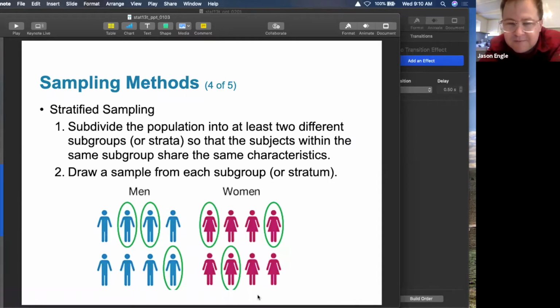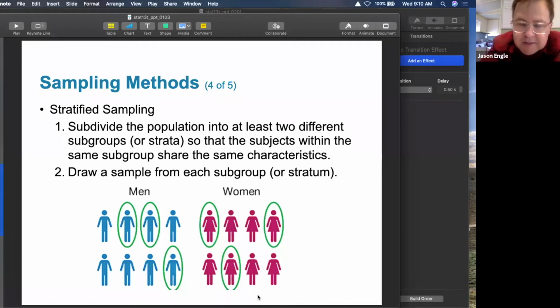Does that make sense? So I would use stratified sampling if it's important that I make sure there's an equal representation of men and women in my sample.